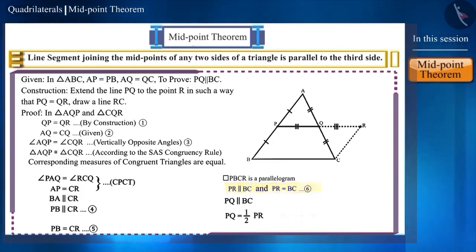Here, if we write BC in the place of PR, we get the side PQ as half of the side BC. Friends, the point to note here is that the length of the line segment formed by joining the midpoints of the two sides is always half the length of the third side. Will the converse of this theorem also be true?